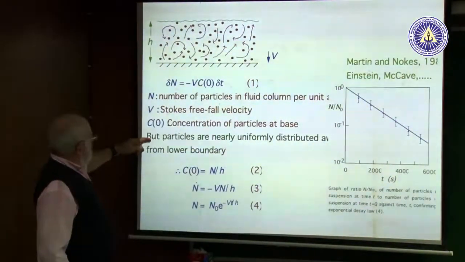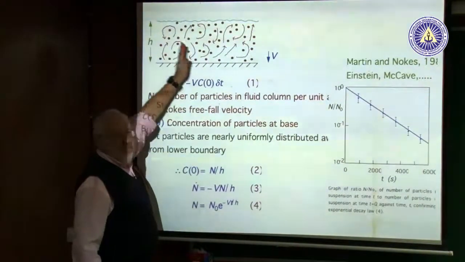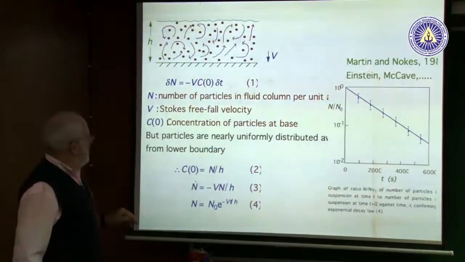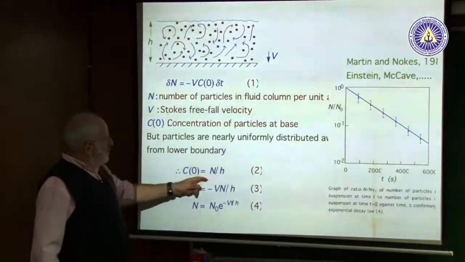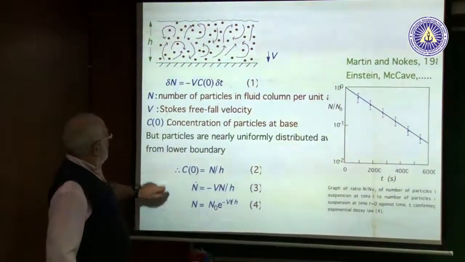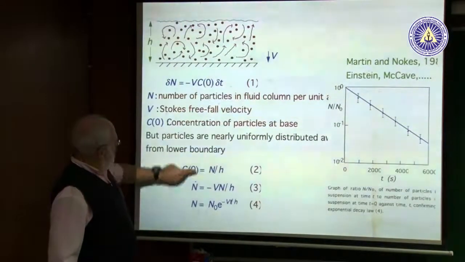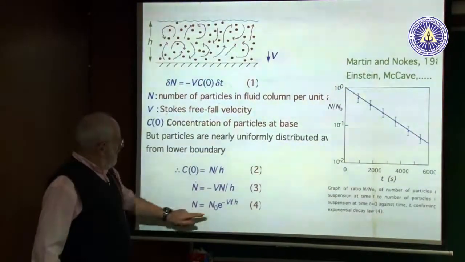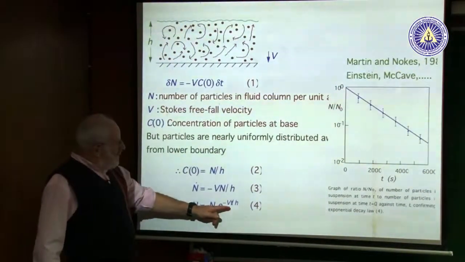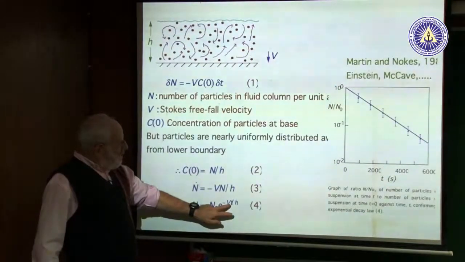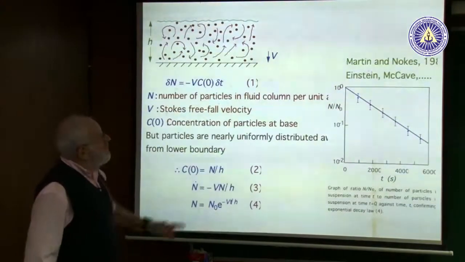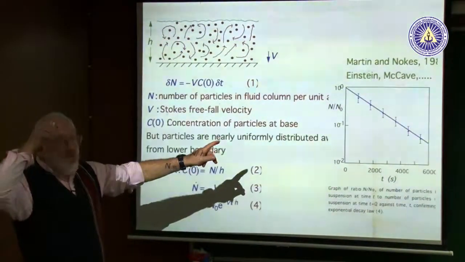The particles are almost uniformly distributed here, so you can work out the concentration at the top of the boundary layer by saying the concentration has to be the number of particles divided by that height. So you've got n dot is minus v C of naught, and C of naught is n over h. That says the number of particles and the concentration should go down exponentially, and the time scale is h over v.